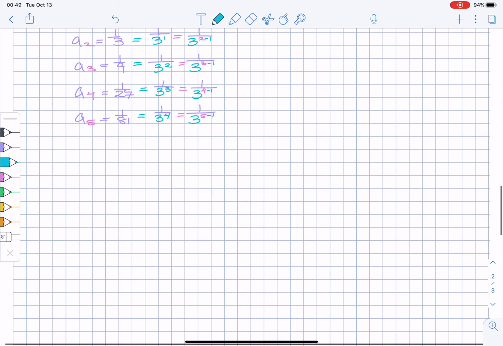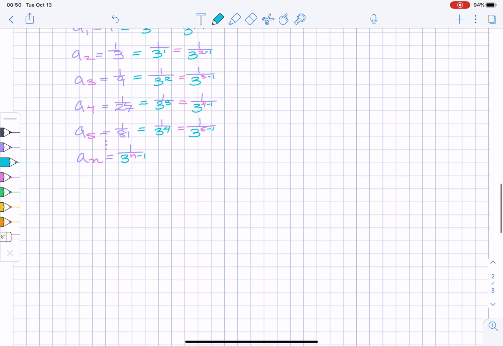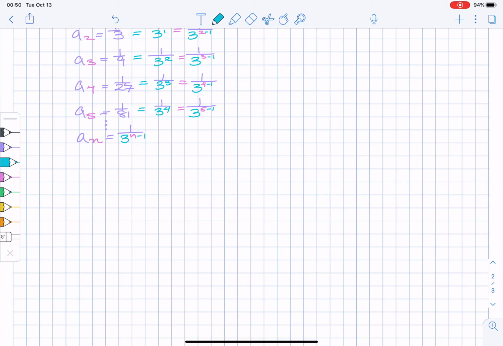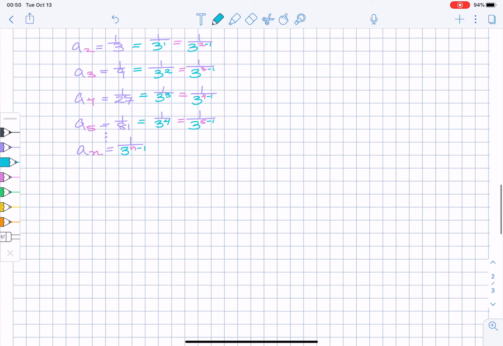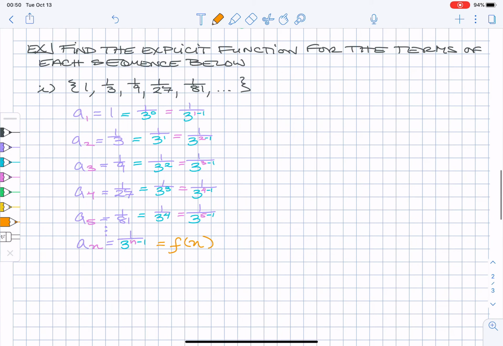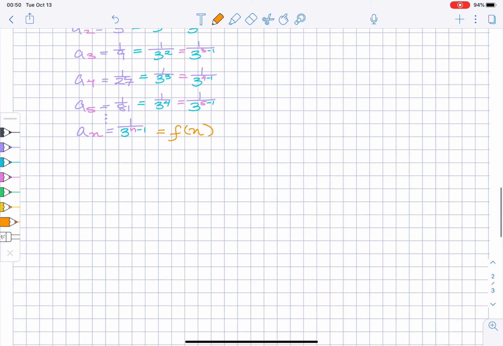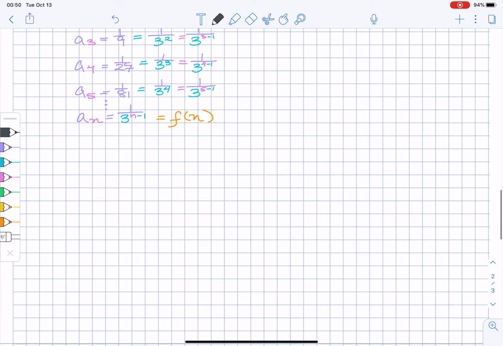Okay, so I claim that A sub n will accordingly be 1 over 3 to the n minus 1. So therefore, this is my function, A sub n, equals f of n. So we found the counting numbers in each. Okay, so number 2, there's number 1.